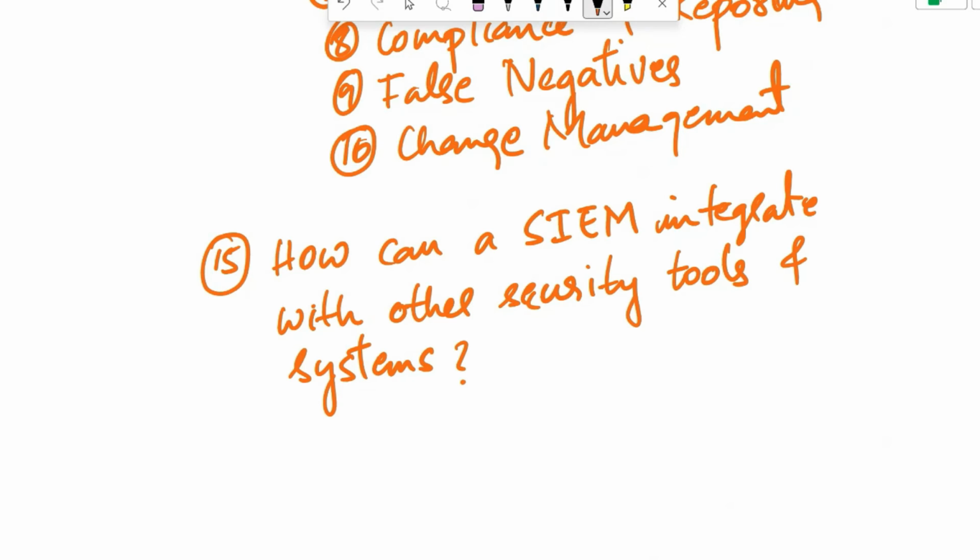How can a SIM integrate with other security tools and systems? Integrating a SIM system with other security tools and systems is crucial for creating a comprehensive and effective cybersecurity ecosystem. Integration allows for the sharing of data, context, and insights, enabling faster threat detection, more accurate analysis, and streamlined incident response. Let's see some of the common ways to integrate a SIM with other security tools and systems.